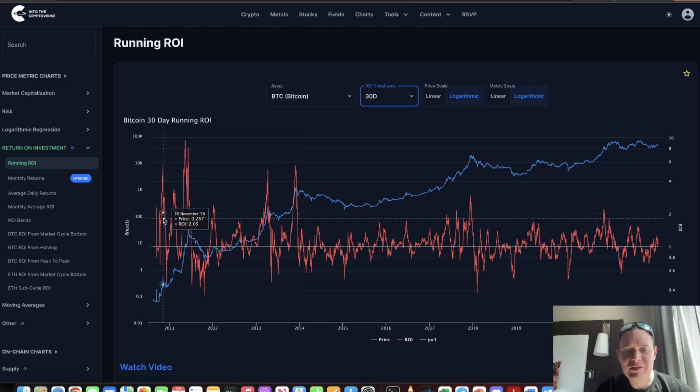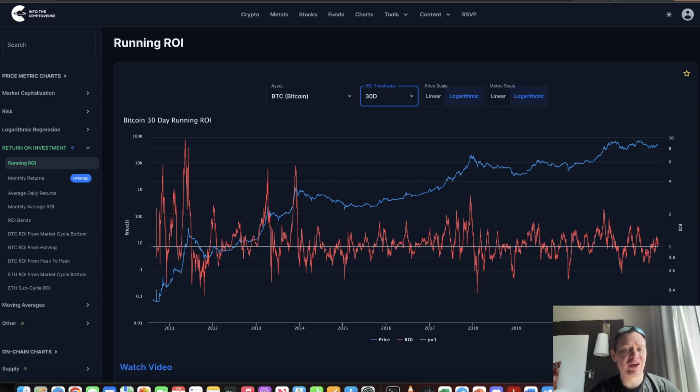Let's go ahead and jump in. So, the running 30 day is where we are going to start. Then, we're going to systematically step through various time frames so you can see as we look at longer and longer time frames, we get more expected or predictable results, I should say.